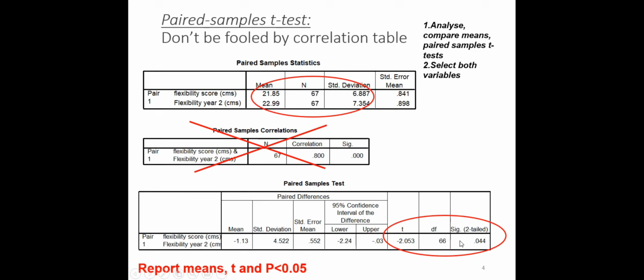The sig two-tailed value is our p value, and remember that our alpha threshold that we set is that a test is statistically significantly different if it is lower than 0.05. So when you report the results of your t-test, these are the values that you would report.